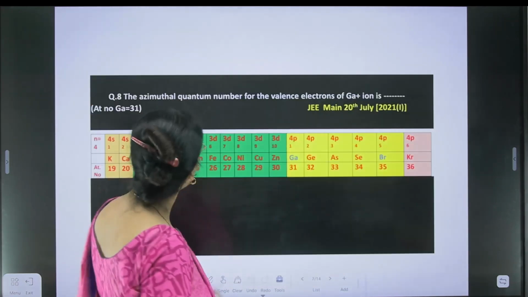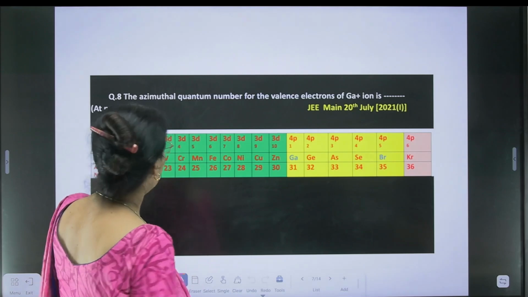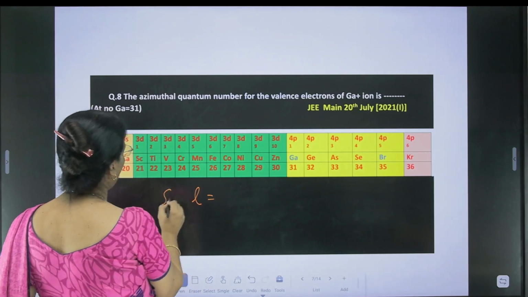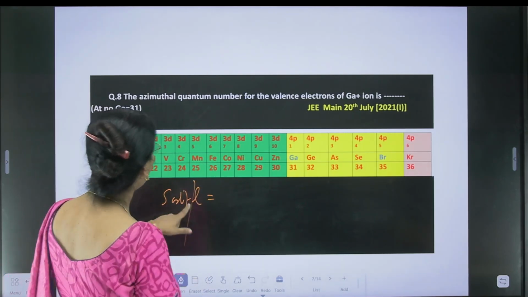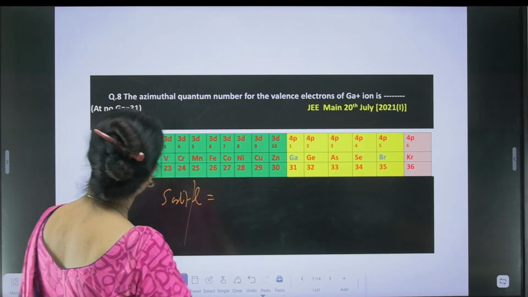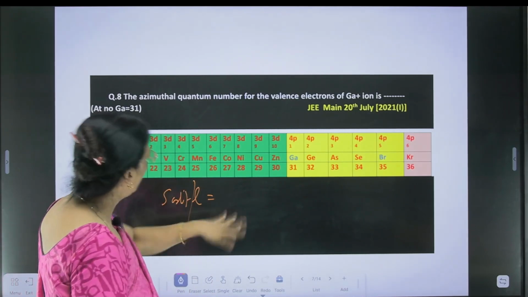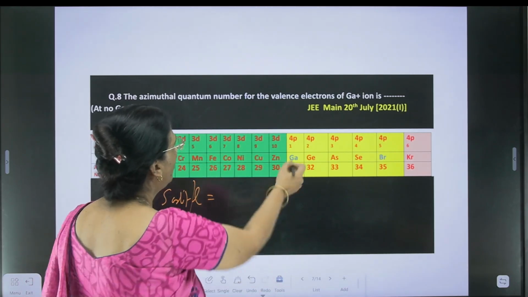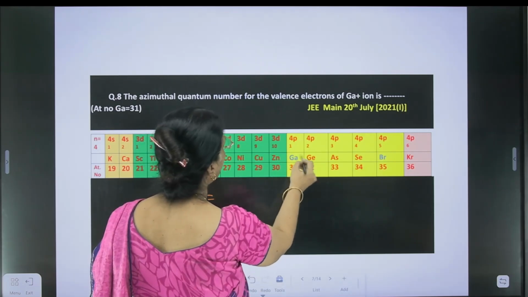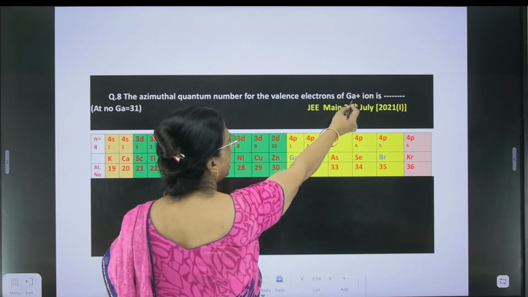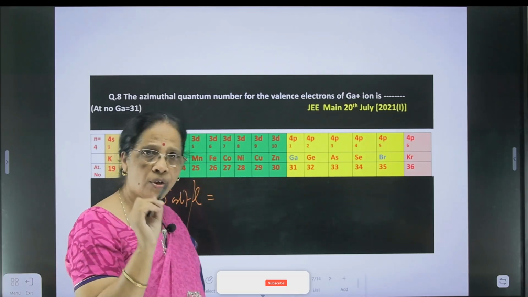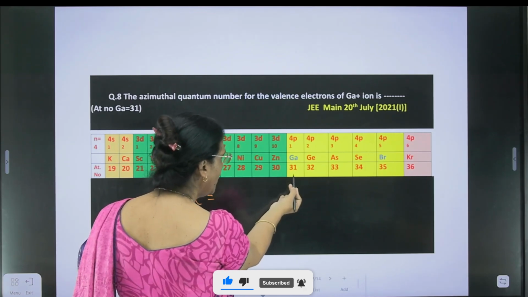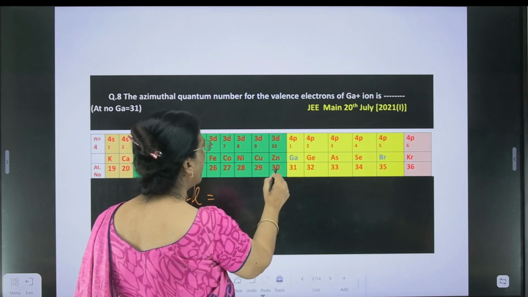Next, the azimuthal quantum number, means l, okay, for s orbital. Azimuthal quantum number has been asked. That means out of 4 quantum numbers, the l value has been asked. The azimuthal quantum number for the valence electron of gallium plus. Now if you see in the periodic table, gallium is 31. In the question it is given gallium plus, means 1 electron less. If you remove 1 electron, 31 minus 1, then obviously it will be 30.